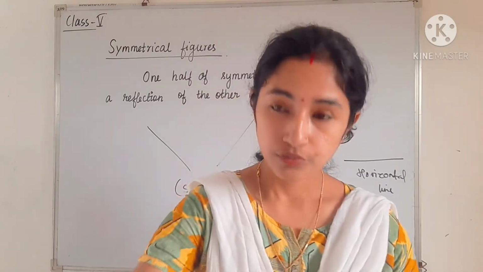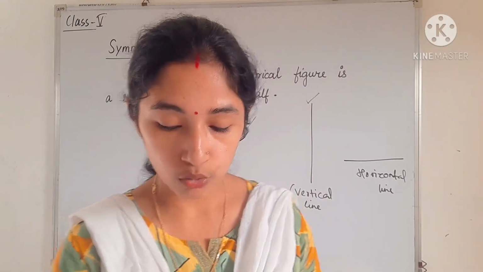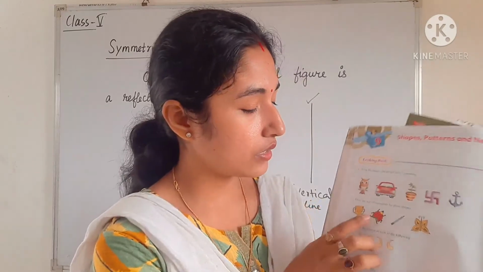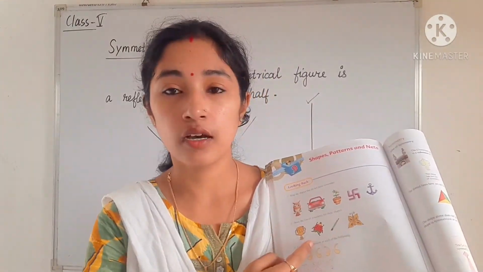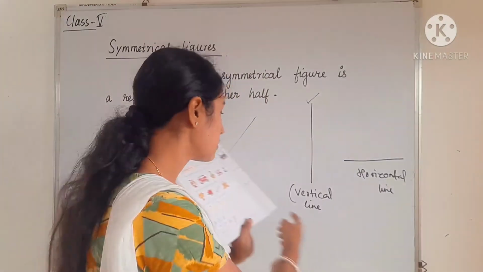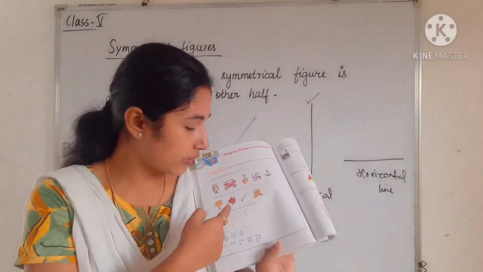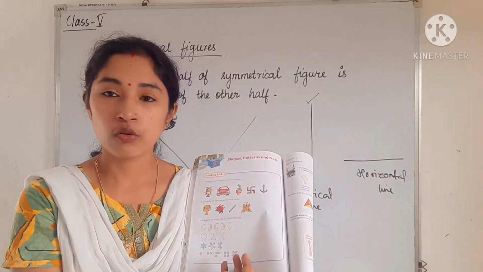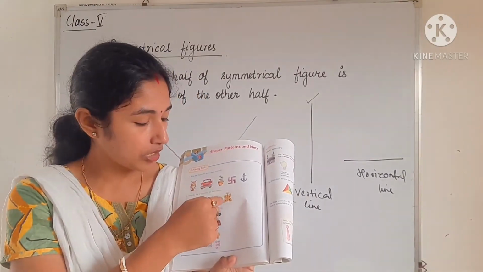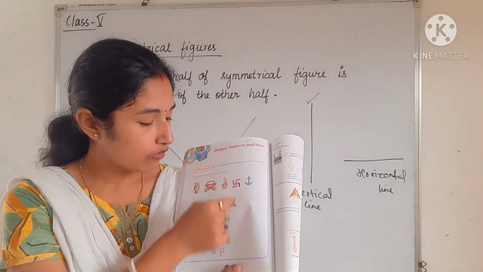Okay, so you have to do number 2. You have to draw a line of symmetry. You can see in this one, you have to draw a line of symmetry in a slanting way. This is the slanting line. You have to draw like this. Similarly, in case of the pencil also, you have to draw a slanting line to divide it into two equal parts. Similarly here in case of the butterfly, you have to draw a vertical line.